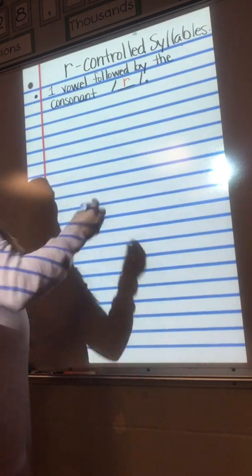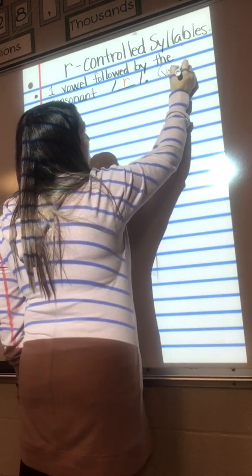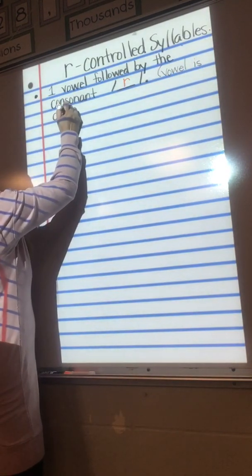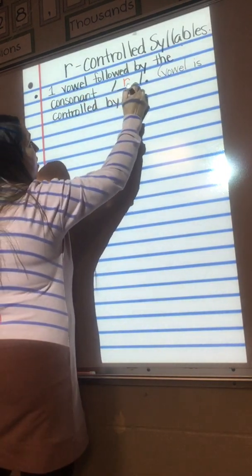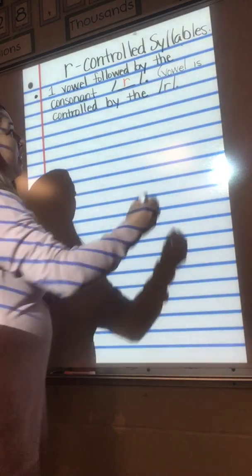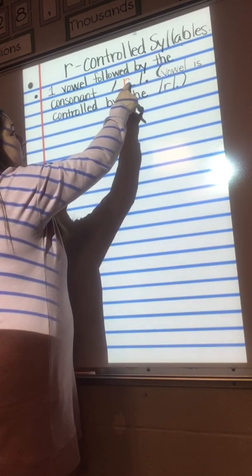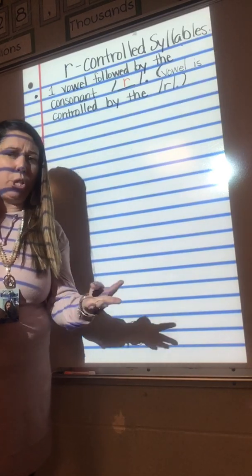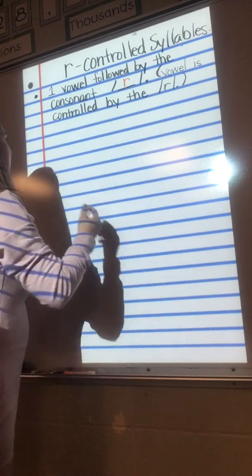And we're going to put this little note. It's going to say the vowel is controlled by the R. So it kind of takes over that. And we'll put that in parentheses because that's super important. This R, this consonant, is going to control the vowel, whether it's A, E, I, O, or U. So that's our first way to identify. Let's find the second way.